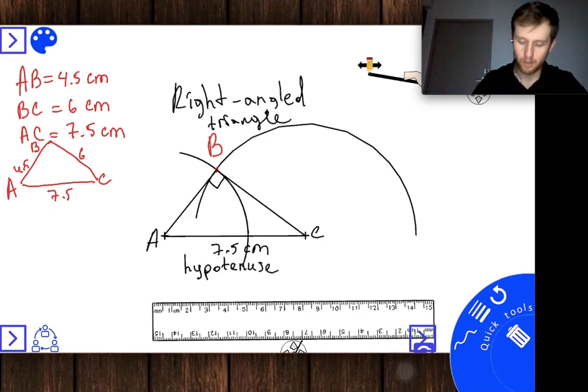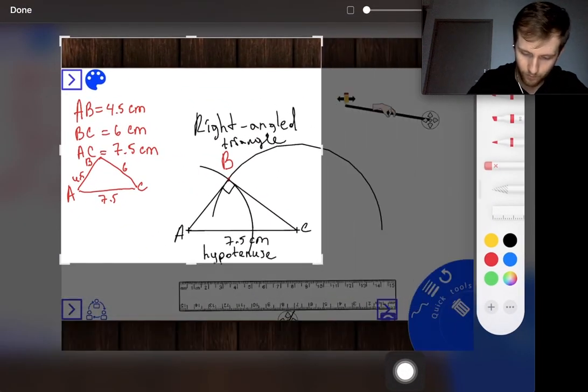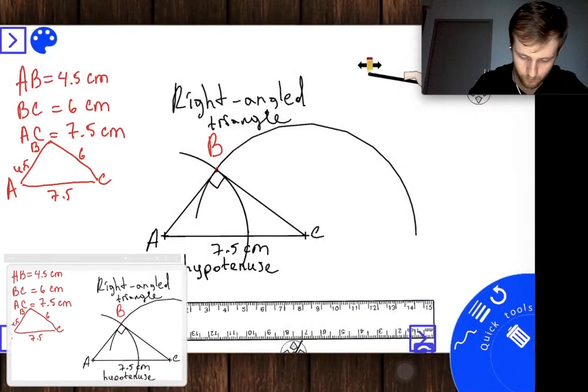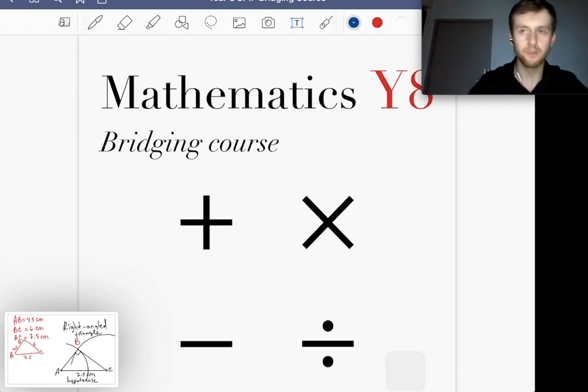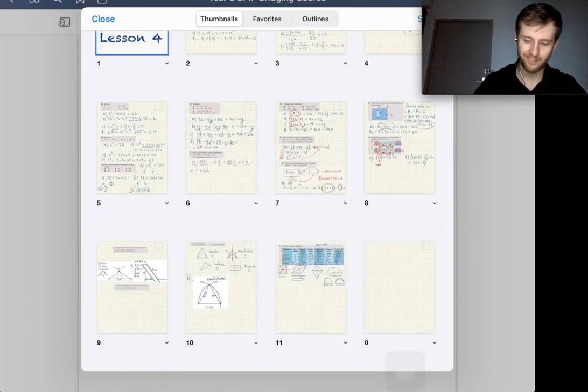Let me organize this a little bit. I hope people can read my handwriting. I'm really hoping for that.